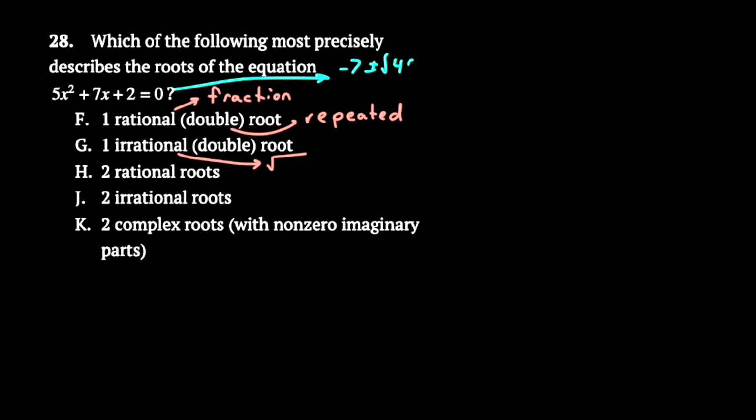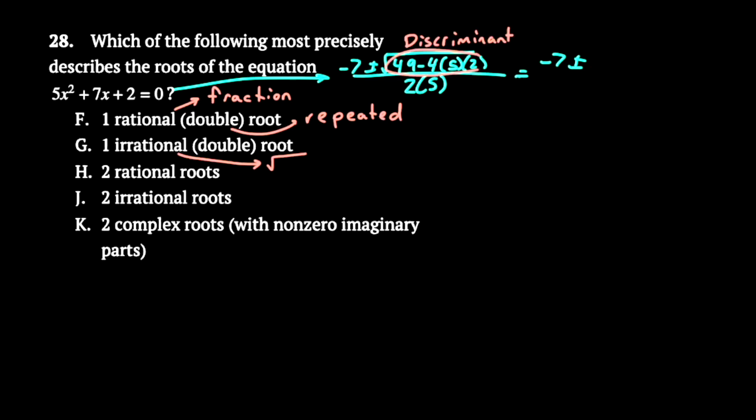7 squared is 49, and then it's minus 4ac. So a is 5, and c was 2. All of that over 2a, and again a was 5. So now I just have to simplify this. Okay, so we've got negative 7 plus or minus, and now here's the discriminant.